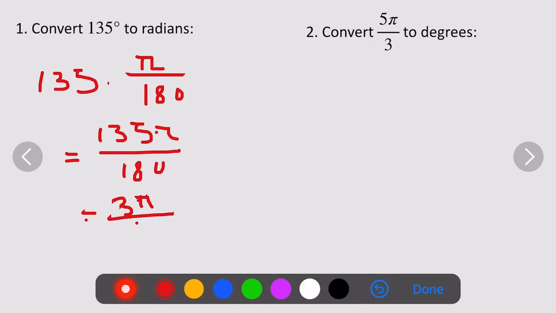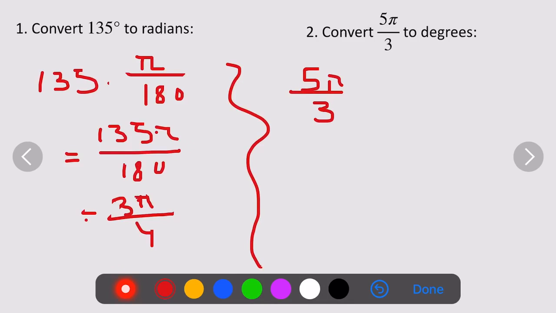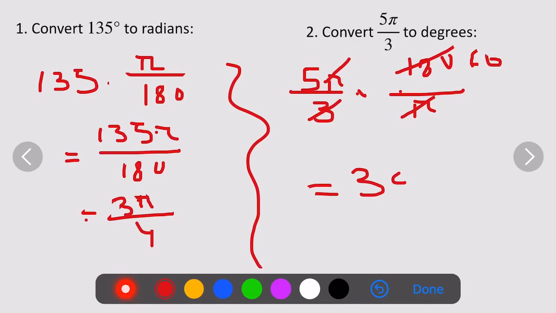Now the second question is: convert 5 pi over 3 radians to degrees. What we're going to do is multiply 5 pi over 3, but here we're going to multiply it by 180 divided by pi, because we want to get rid of pi. So we're going to put the pi in the denominator and the 180 in the numerator, and the pi cancels with the pi, the 3 goes into the 180, and it simplifies to 60. So 5 times 60 will equal 300 degrees. And this is how we can easily convert from radians to degrees.